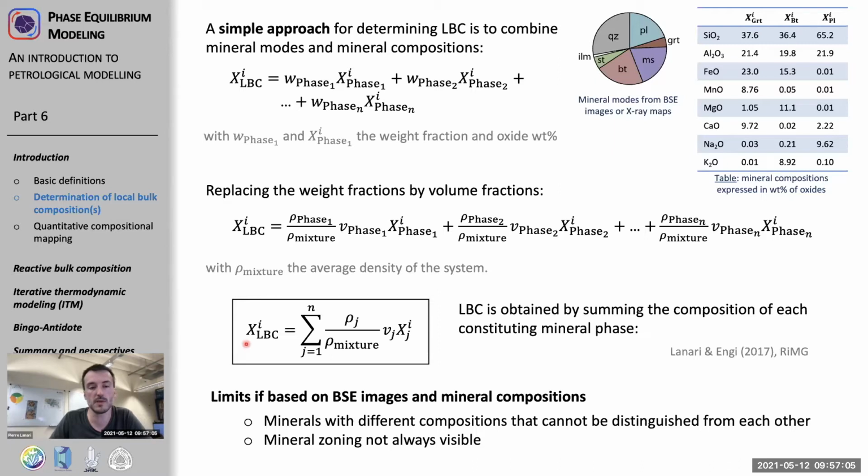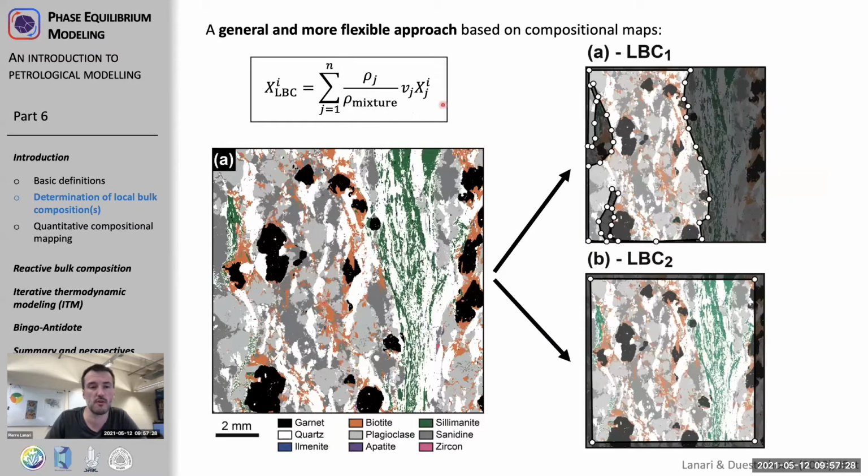But there are some limits if this estimate is based on backscatter images, for example, because you have minerals with different composition that cannot be distinguished from each other. And the mineral zoning that can be important is not always visible in backscatter images. If you have, for example, a core and a rim of a garnet, you could imagine separating this garnet into 2 phases. So a more general and flexible approach would be to use quantitative compositional maps.